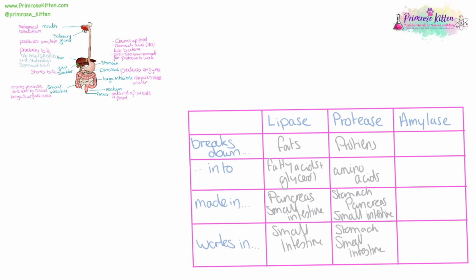Amylase breaks down starch into sugars. It is made in the salivary glands, pancreas, and small intestine. And it works in the mouth and small intestine.